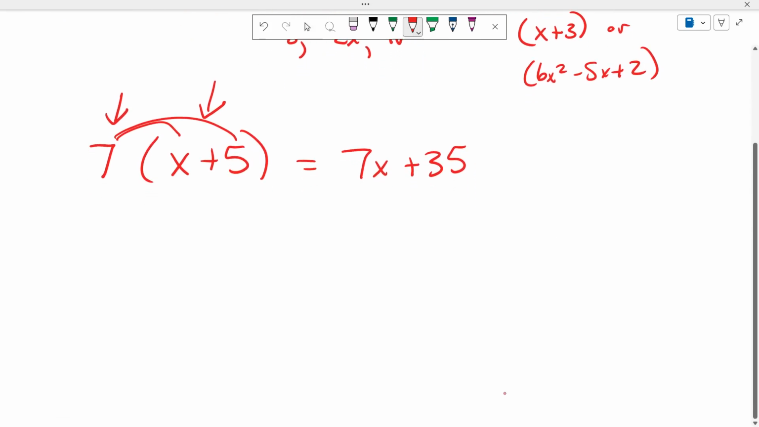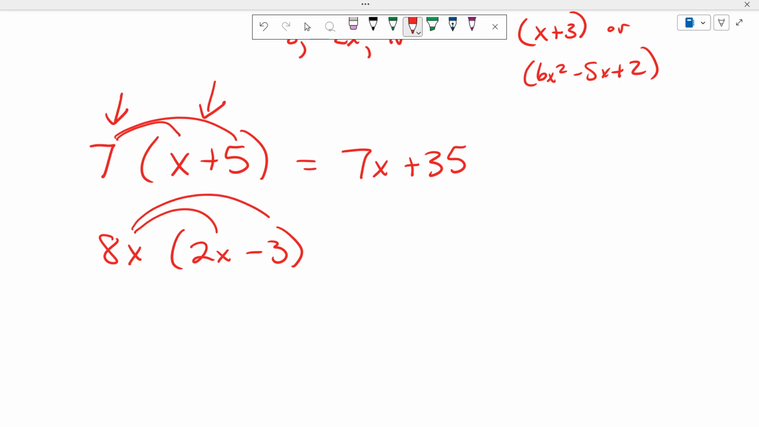If we have a variable involved, such as if we have 8x times 2x minus 3, again, we do the distributive property, but we got to be careful now. 8x times 2x, 8 times 2 is 16. X times x is x squared, x to the second power. Then you take 8x times negative 3, and you get minus 24x. All right.